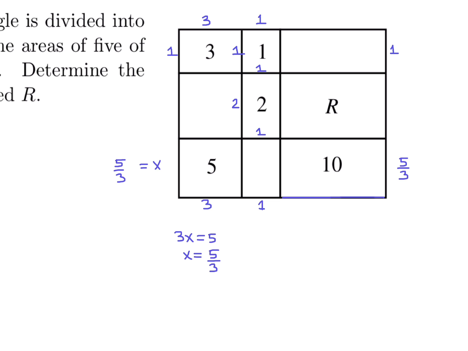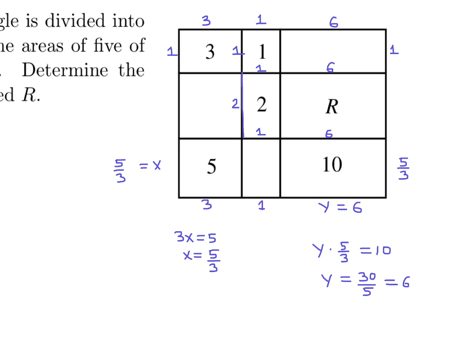Now let's try to figure out this side. Let's call that y. Well, y times 5 over 3 is equal to 10. So therefore, y is equal to 30 over 5, which is equal to 6. All right? So that means this is 6, that's 6, and that's 6. Correct?